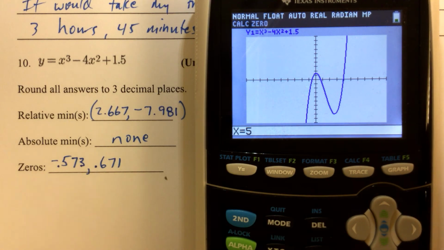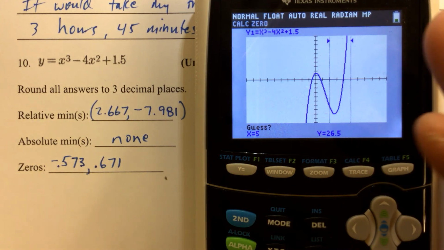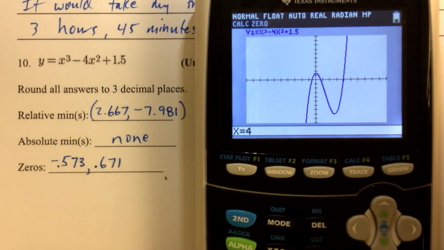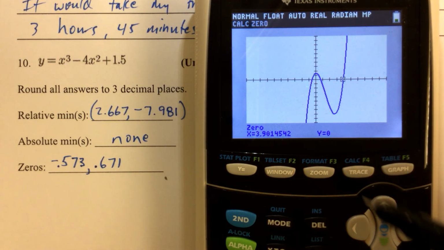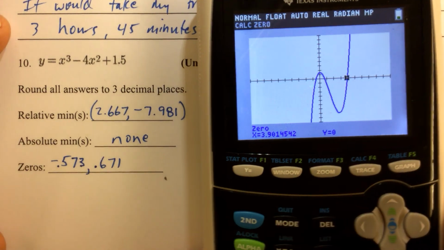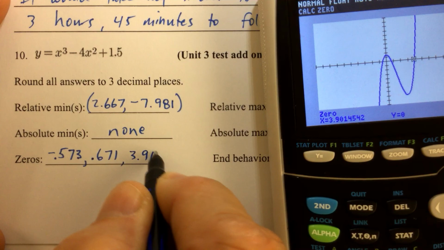I could just type a 5, enter, and now I have a right boundary, and it looks very close to 4. So I'm just going to type a 4. Instead of moving the cursor, I'm going to type a 4 and hit enter, and sure enough, it's very close to 4. So that's just a quick way of identifying your left bound, right bound, and then your guess. 3.901 would be our third and final zero, 3.901.